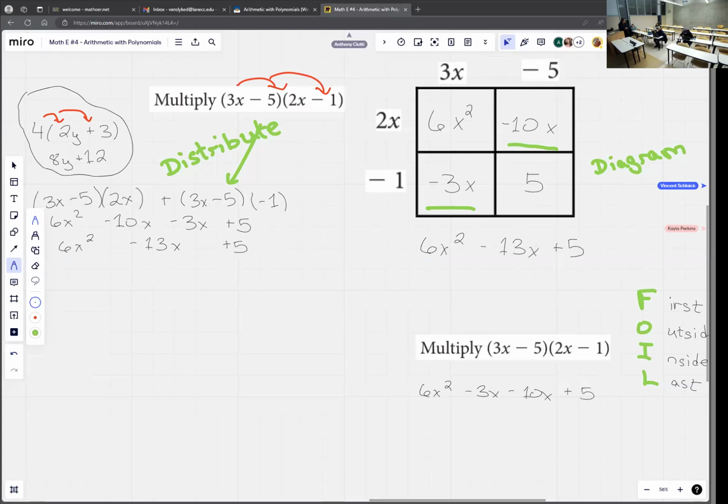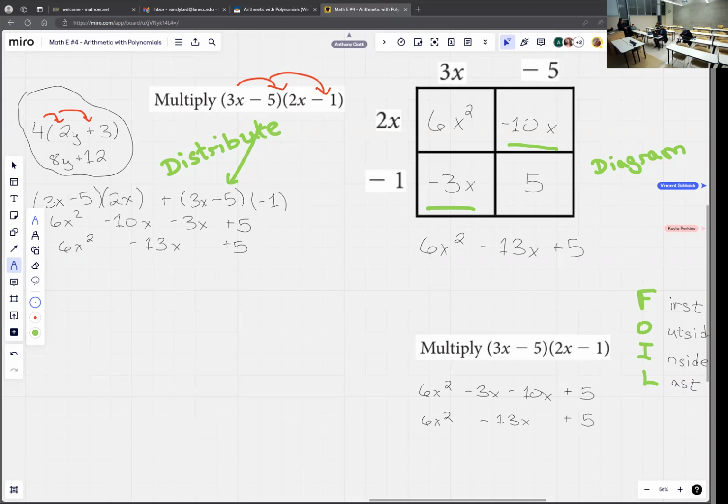Same four pieces. It's not like we're doing anything new, it's just a different mental way to organize it, a different visual way on the paper to write it. Yeah, that one makes more sense to me. And as before, if we have a common term, we can put it together.